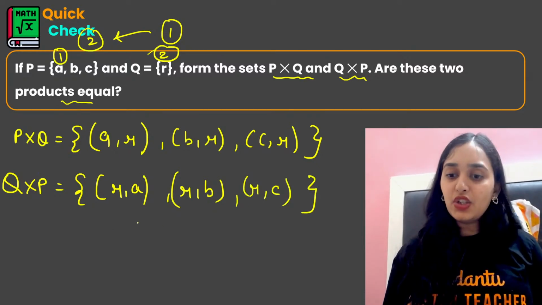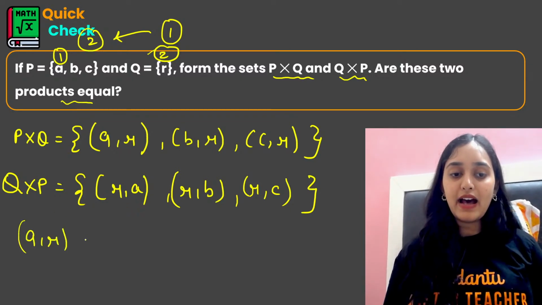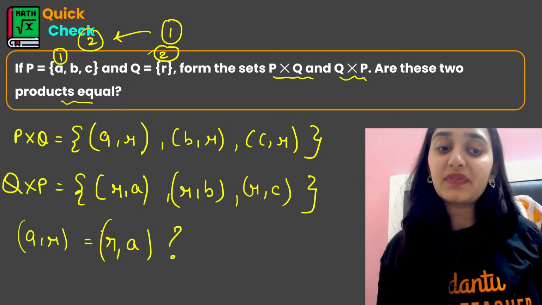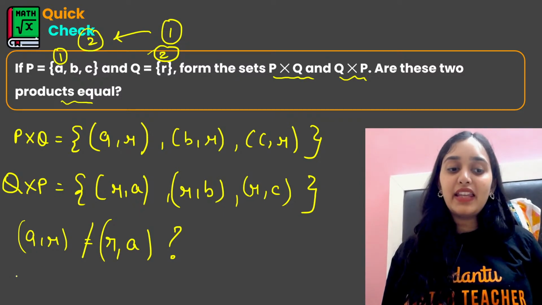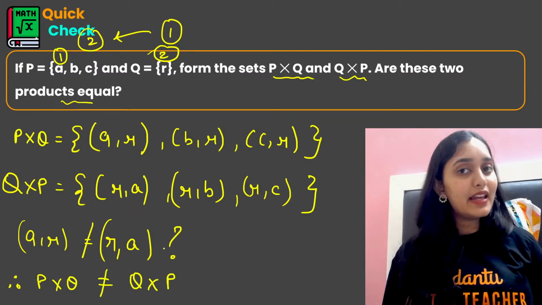Now, are the two products equal? Do you think that A comma R and R comma A are the same? No, they are not the same. Therefore, P cross Q is not equal to Q cross P. The ordered pairs are not the same, right?